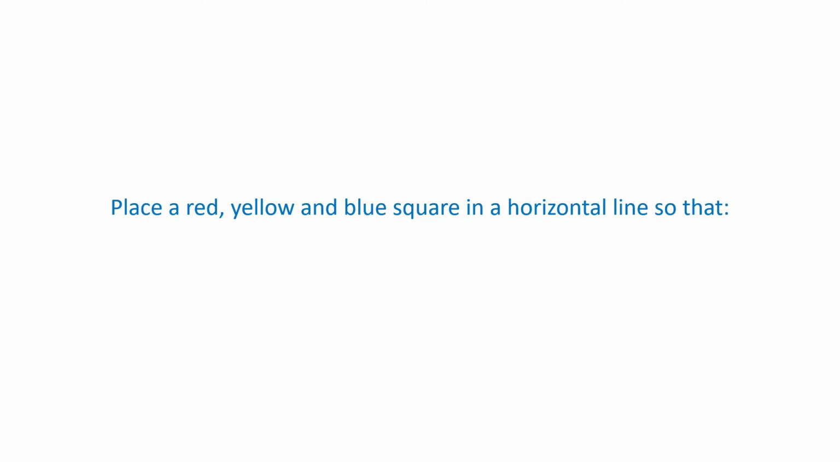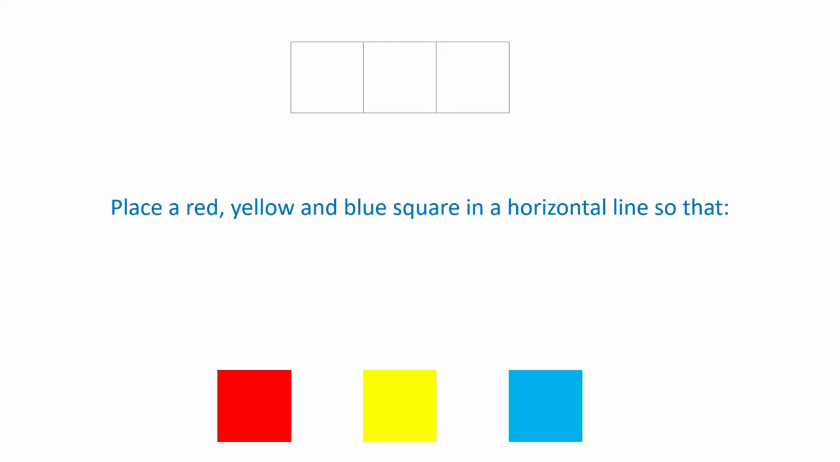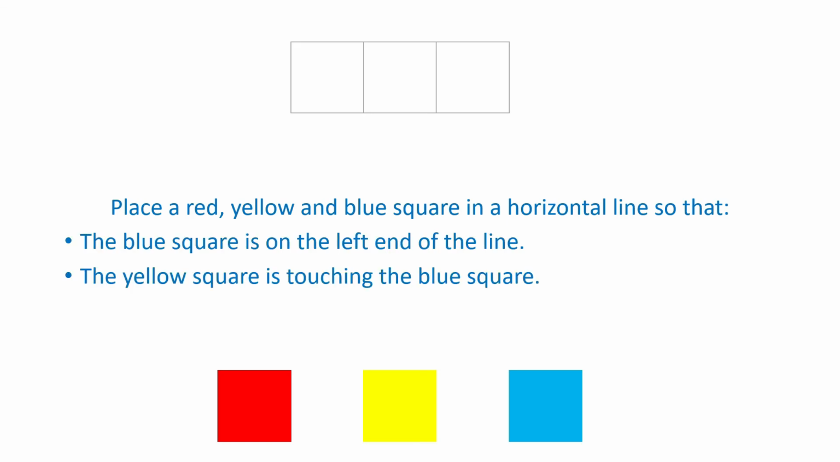Let's look at a question. Place a red, yellow and blue square in a horizontal line so that. Now before we go any further, I'm going to place 3 spaces in a horizontal line so that we actually have our places marked out for us. I'm also going to get a red, yellow and blue square so that we know what we're working with. Now let's look at the rest of the hints.